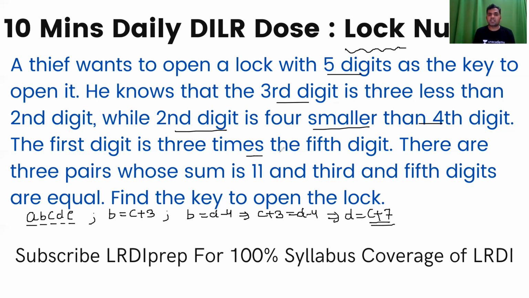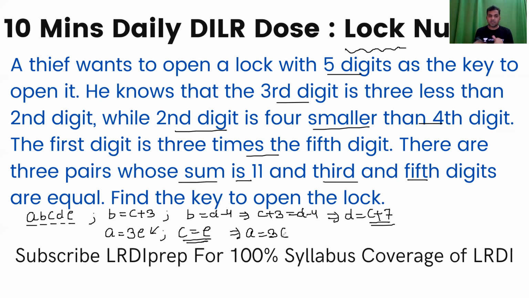The first digit is 3 times the fifth digit. The first digit A is 3 times the fifth digit, that means 3 times E. Okay. There are 3 pairs whose sum is 11. There should be 3 possible combinations out of A, B, C, D, E, the sum of which should be equal to 11. And the third and the fifth digits are equal.